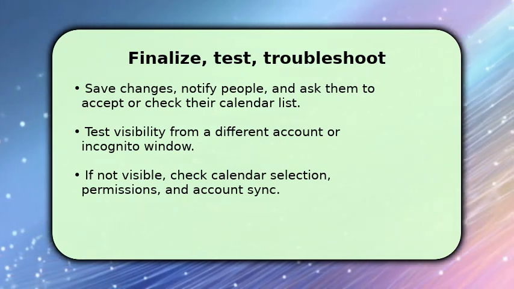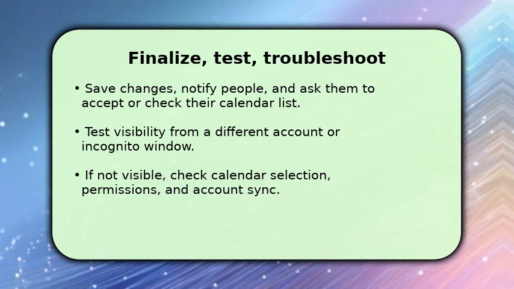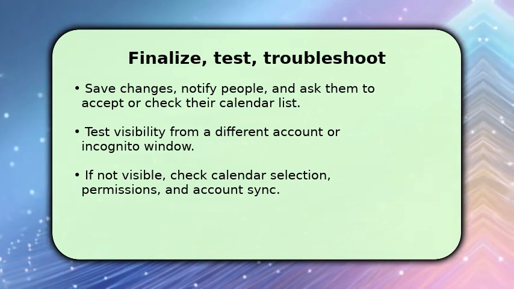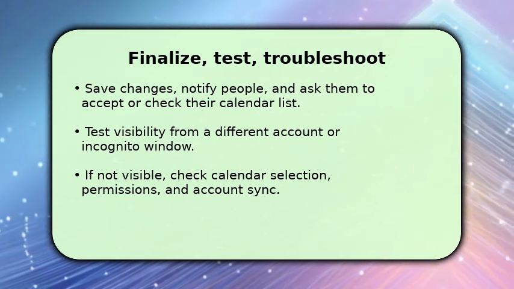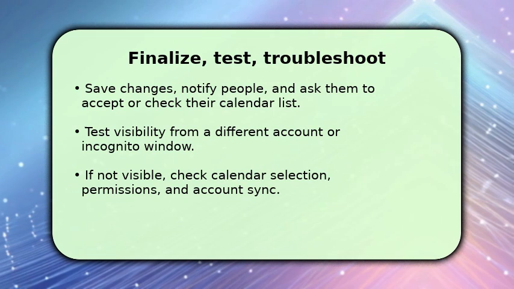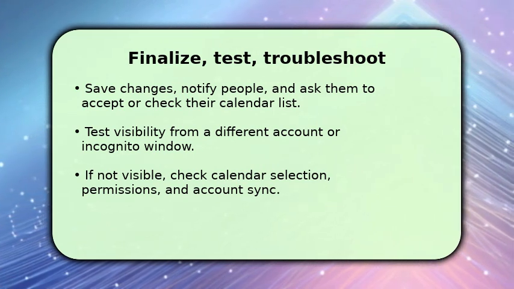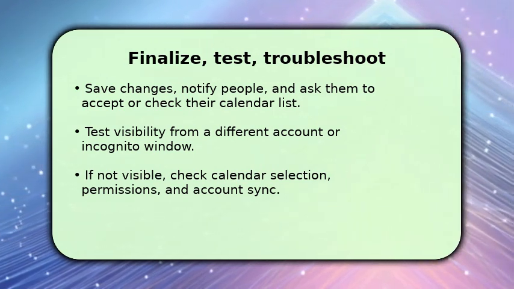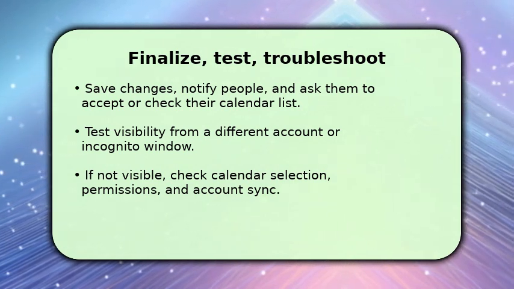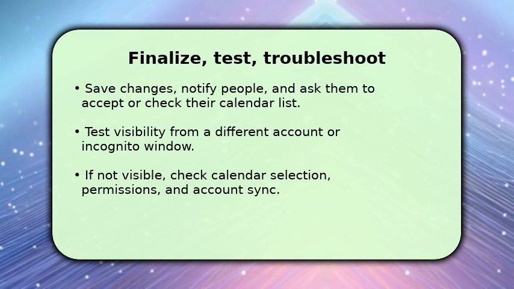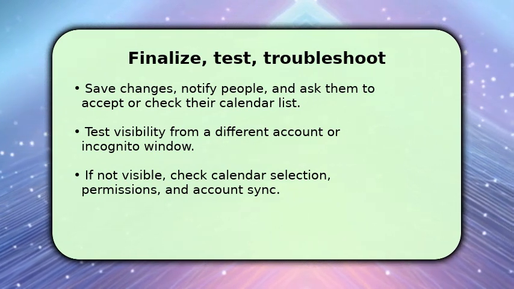Once done, test from another account or an incognito window so you see what others see. This confirms permissions and public access. If recipients can't view it, check you edited the correct calendar, not a duplicate. Verify permission levels, and ensure their account synced on their device. A common fix: revoke and re-add the person or toggle public setting, then retest to clear caching issues.